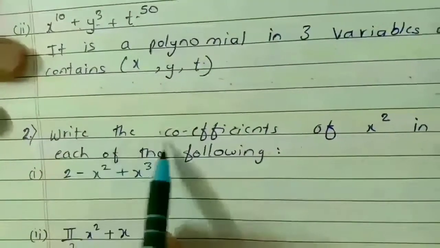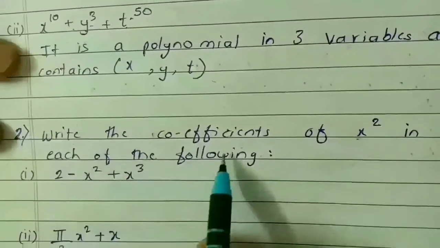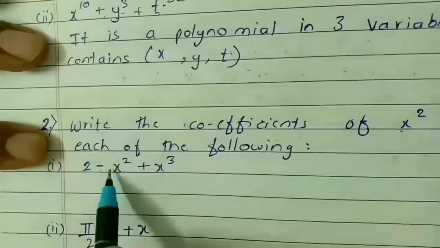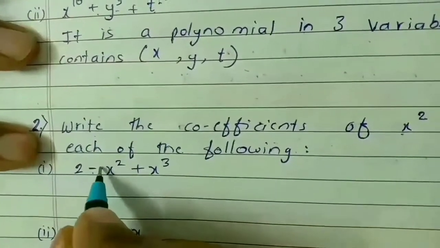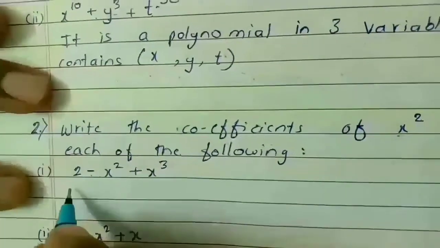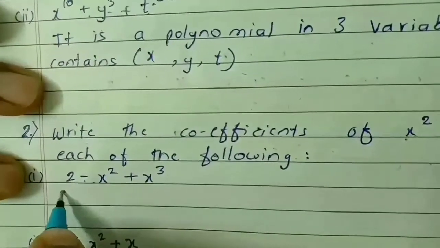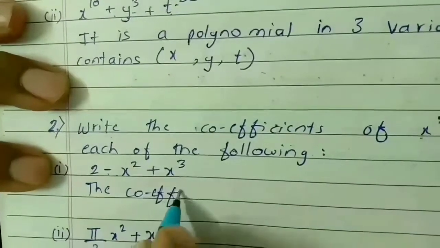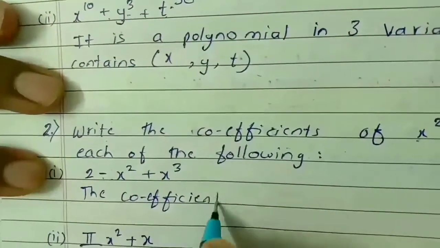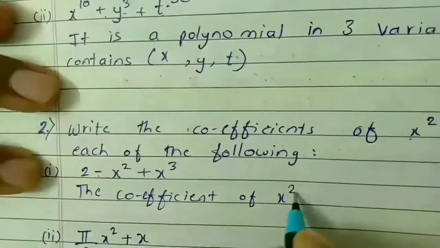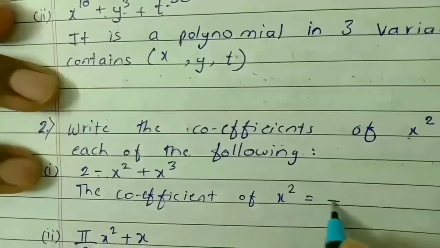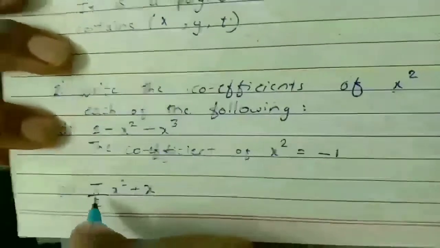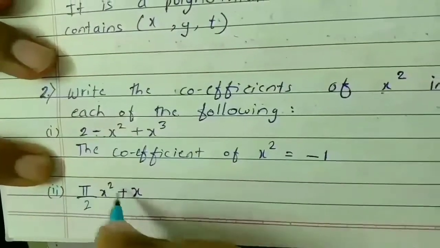Second question is, write the coefficients of x square in each of the following. The coefficient of x square, here there is nothing written, so you can assume 1. So how will you write this? The coefficient of x square equal to -1. Now the second expression is pi by 2 x square plus x.